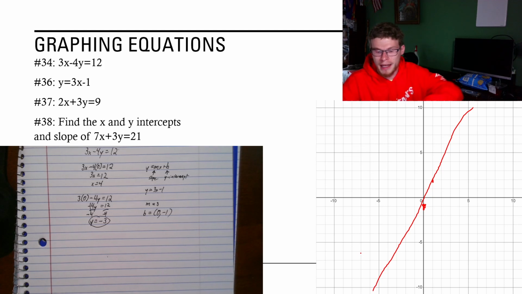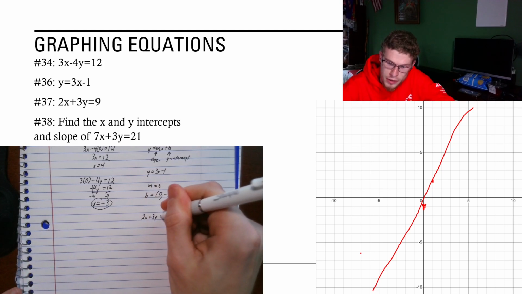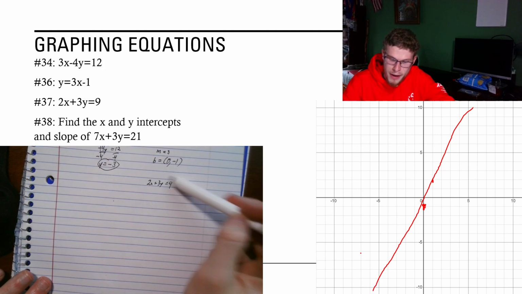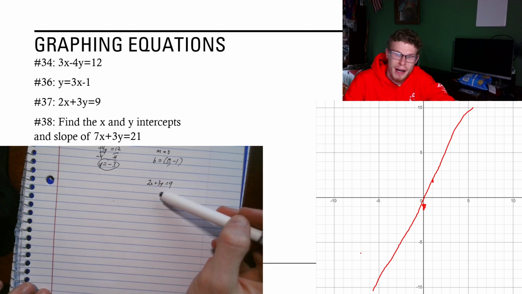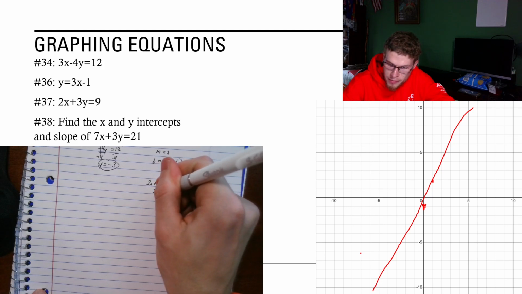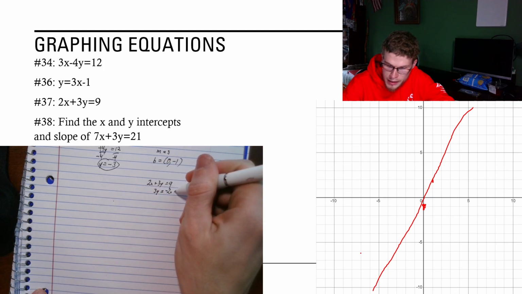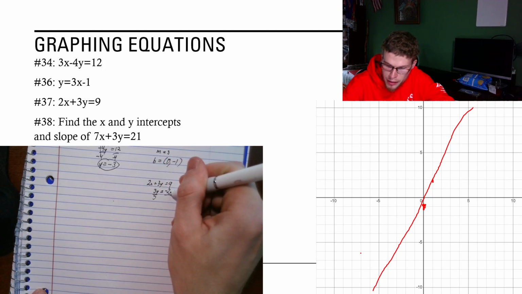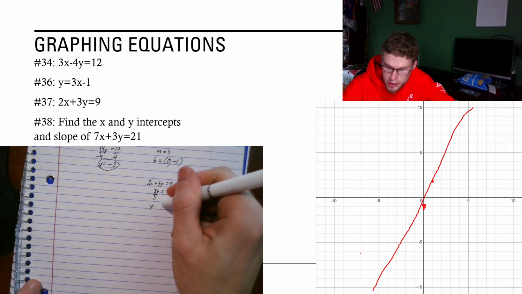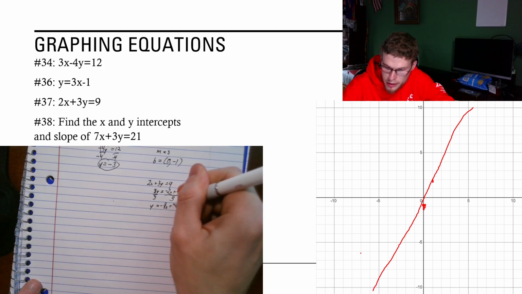Alright, next. 2x plus 3y equals 9. Now, if you have something like this, but you want to use slope-intercept form to graph it, you have to solve this equation first for y. So 3y equals negative 2x, I subtracted 2x from both sides, plus 9. Divide everything by 3. The 3's cancel on the left side. Therefore, y equals negative 2 over 3x plus 3.